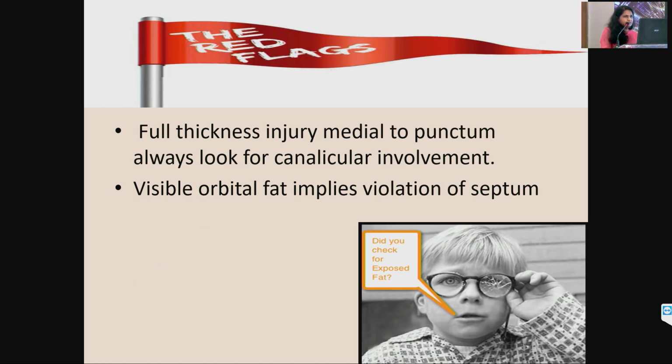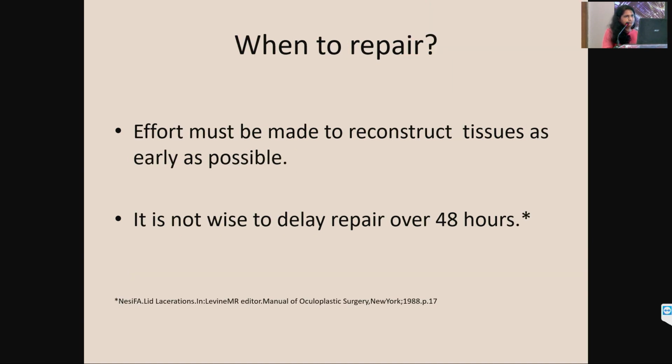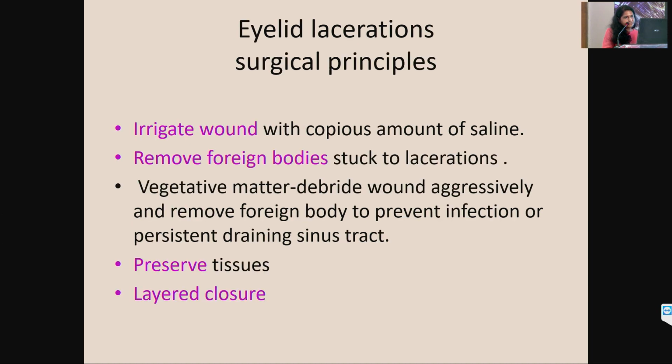So what are the red flag signs that we have to note in a case of lid laceration? Any full thickness injury medial to the punctum, always look for canalicular involvement. Visible orbital fat implies violation of the orbital septum. Appropriate imaging has to be done depending upon the type and mode of injury. When to repair? Effort must be made to reconstruct tissues as early as possible. However, it is not wise to delay the repair over 48 hours.